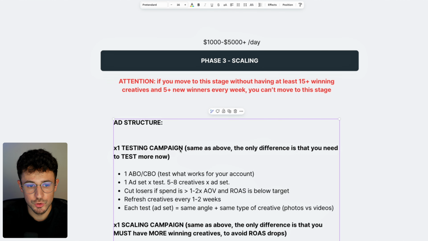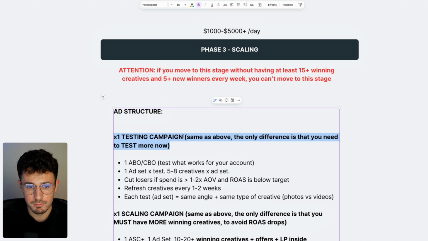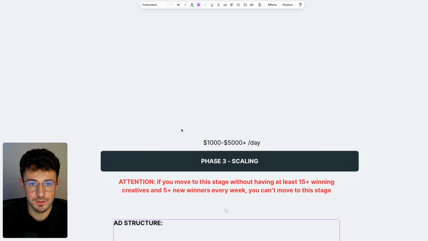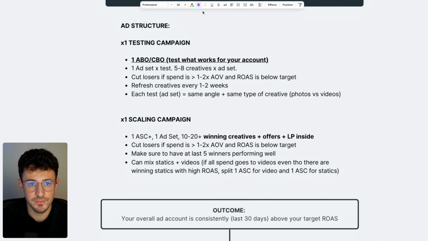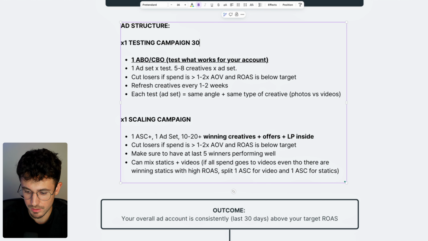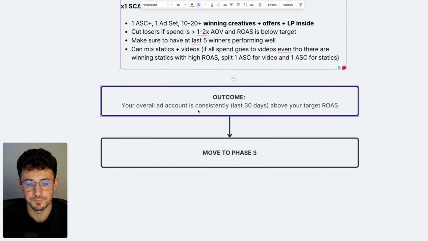The ad structure that you should follow here is one testing campaign. Basically everything stays the same as above. The only difference is that now you need to test more. Something very important to mention is that in both phases, so in this phase here, you can allocate 30% of your budget into this campaign. And in this case, you should allocate 30% to the scaling campaign.